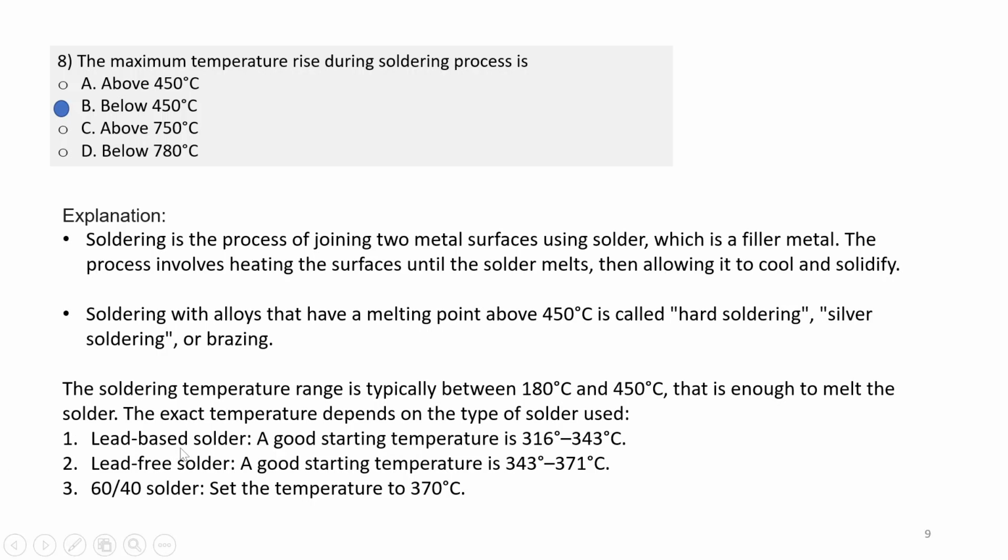In case of lead based solders, a good starting temperature is 316 to 343 degrees Celsius, while in case of lead free solders a good starting temperature is 343 to 371 degrees Celsius. In case of 60/40 solders, it has a set temperature of 370 degrees Celsius.